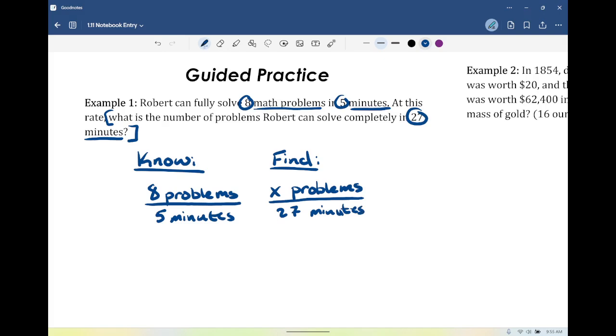Now, because of this wonderful phrase, at this rate, I know that when I look at these two fractions, they need to be equal. And so I know that 8 problems over 5 minutes has to be equal to however many problems, so x problems over 27 minutes.